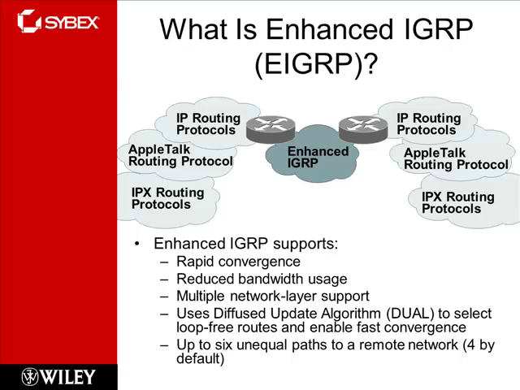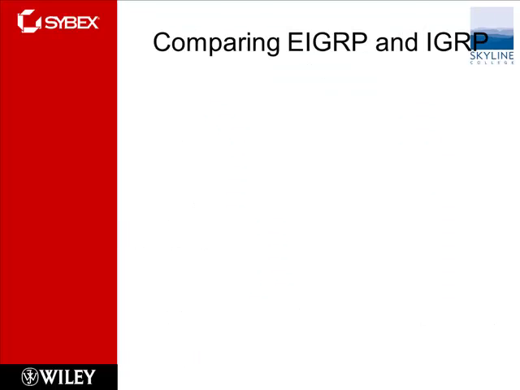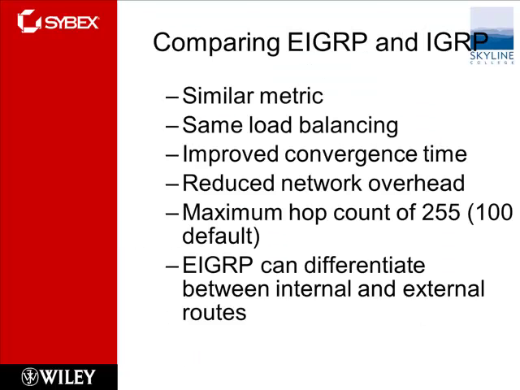Loop-free routes are a big deal, which means that we could have multiple paths, but it's only going to pick the loop-free paths. Up to 6 unequal paths to a remote network, 4 by default, and I think that was the same for RIP, 4 by default and up to 6 unequal paths. So that means that if we had a backup going out of our location to someplace else, instead of having it sit there just to be a standby router, we could actually use that router. And if the other one went down, it would then obviously become the route of choice.